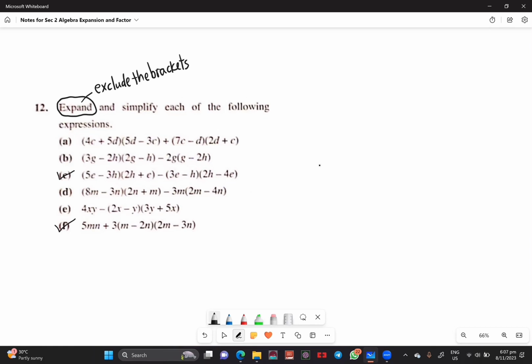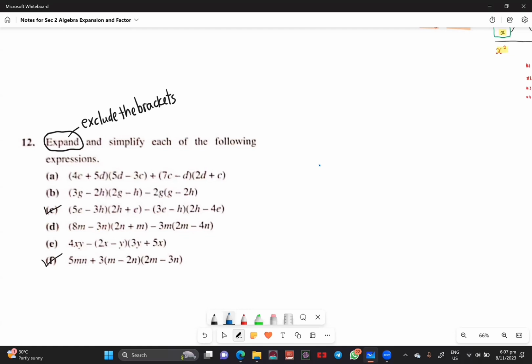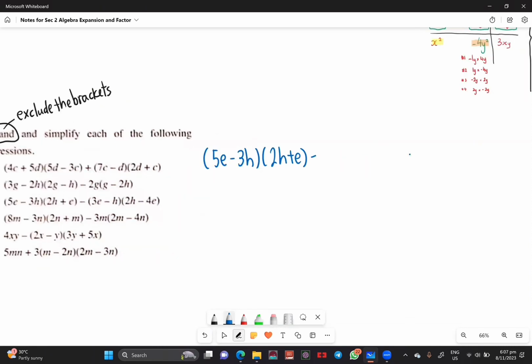Make sense? Okay, now, in this question, they tell you, hey, you know what? 5e minus 3h, 2h plus e. Okay, let me continue writing out the question. All right, 2h minus 4e. Okay, I just wanted to not confuse anyone. Over here, I wrote my plus and it looks horrible.